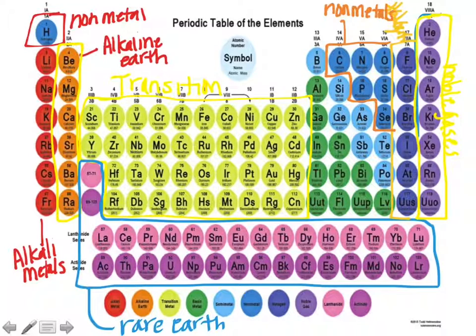The C, N, O, P, S, and Se are non-metals. And then you have the green ones here. These green ones are called other metals.